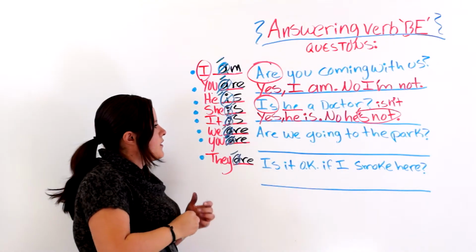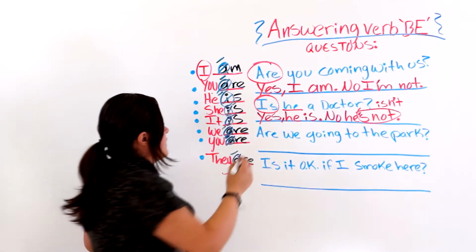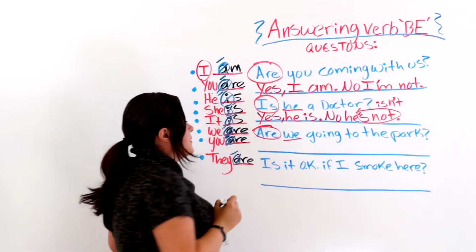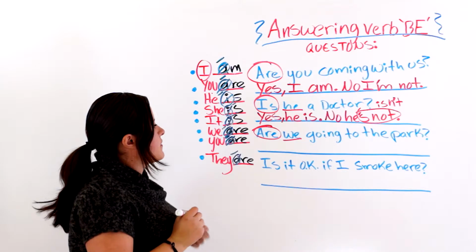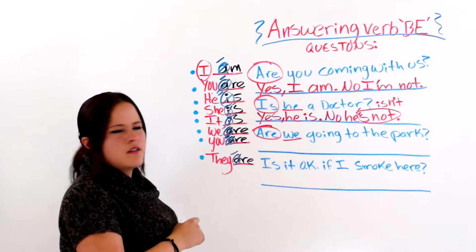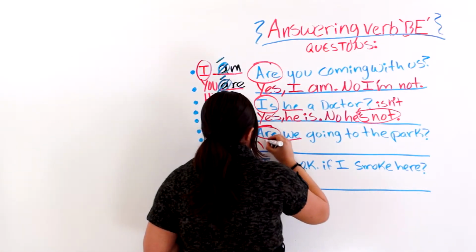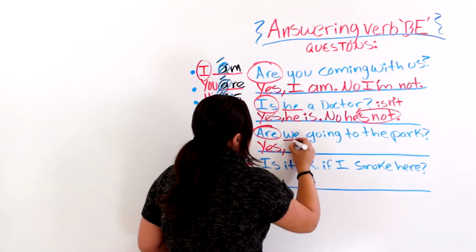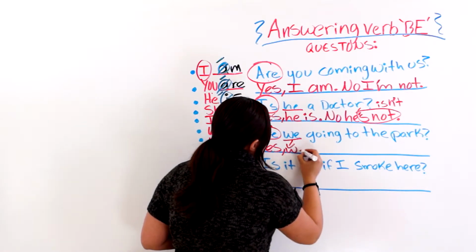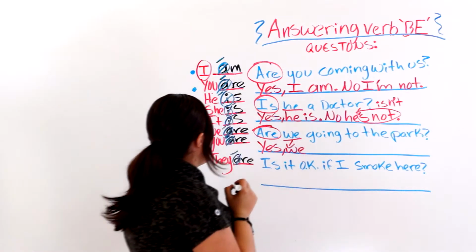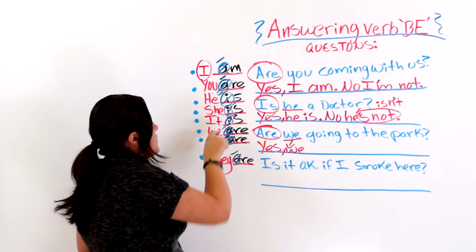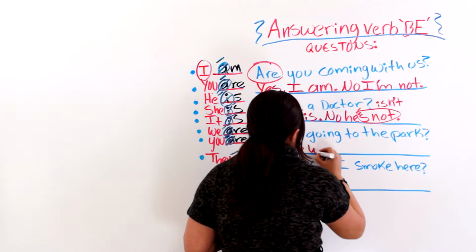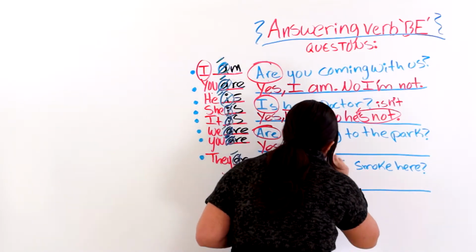Next one. Are we going to the park? Okay, I'm using are. Are we going to the park? How would you answer that question? You could answer affirmatively and say yes, what? Use the same personal pronoun. Yes, we, what? We is, no, right? We have here, we are. Remember, you cannot put we're, okay? We are.